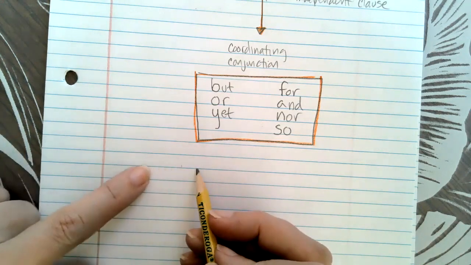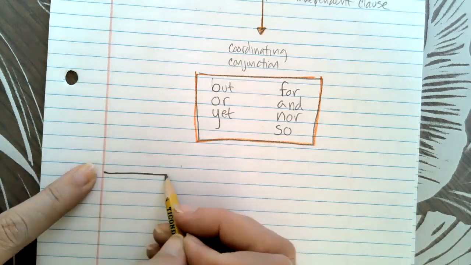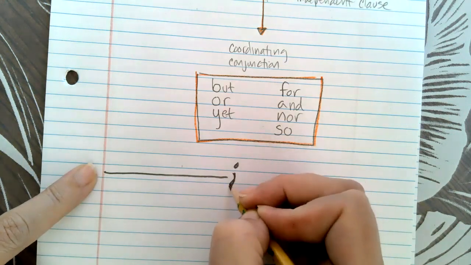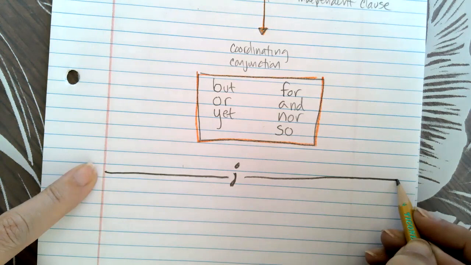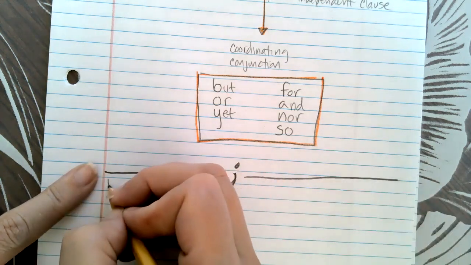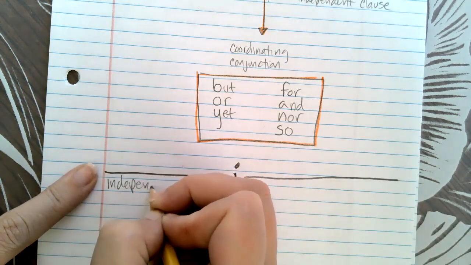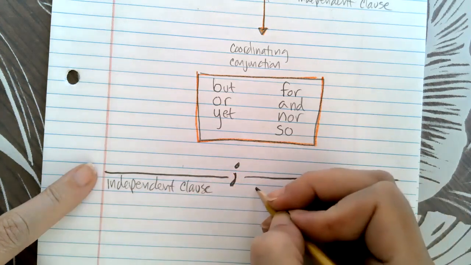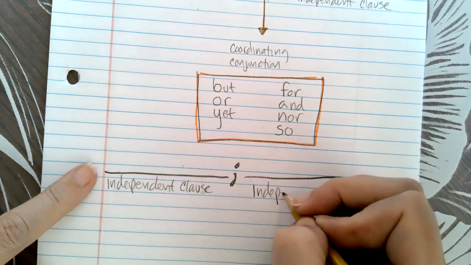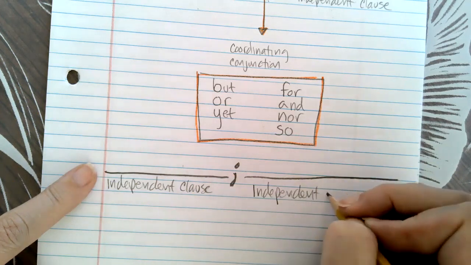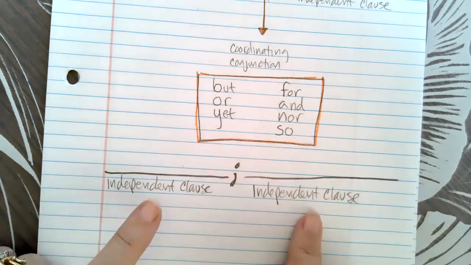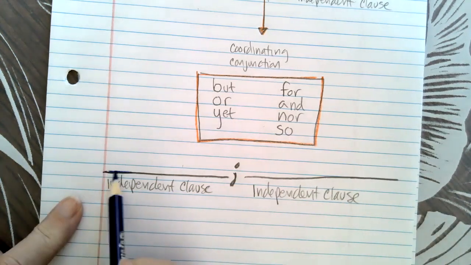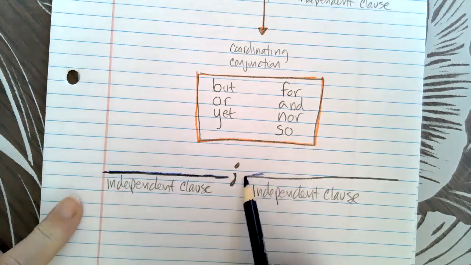So we're going to come down a little bit, not too far. We're going to do another heavy line. Then we're going to do a semicolon, okay? And then another heavy line. So down here, we're going to write independent clause. And here, independent clause. So each of these have to be totally standalone sentences. We're going to color code these guys blue.